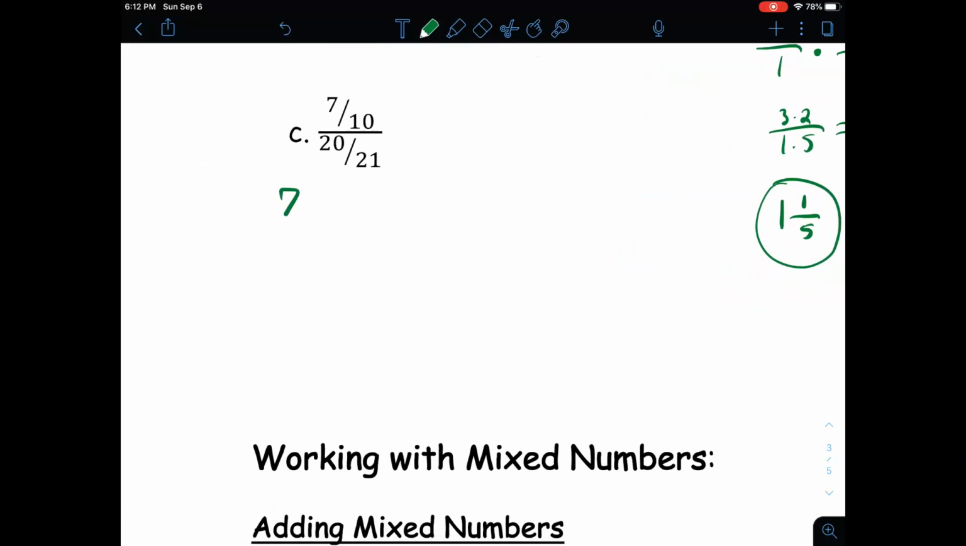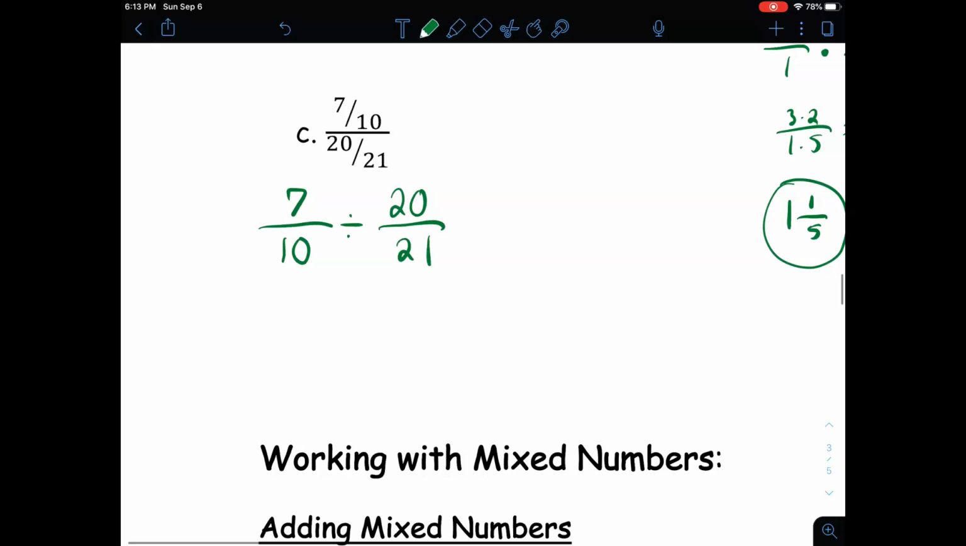C, I'm just going to rewrite this so we can see it better. We have 7/10 divided by, oops, that's a multiplication. Divided by 20 over 21. And it's dividing fractions, easy as pie. Flip the second and multiply. Or keep, change, flip.